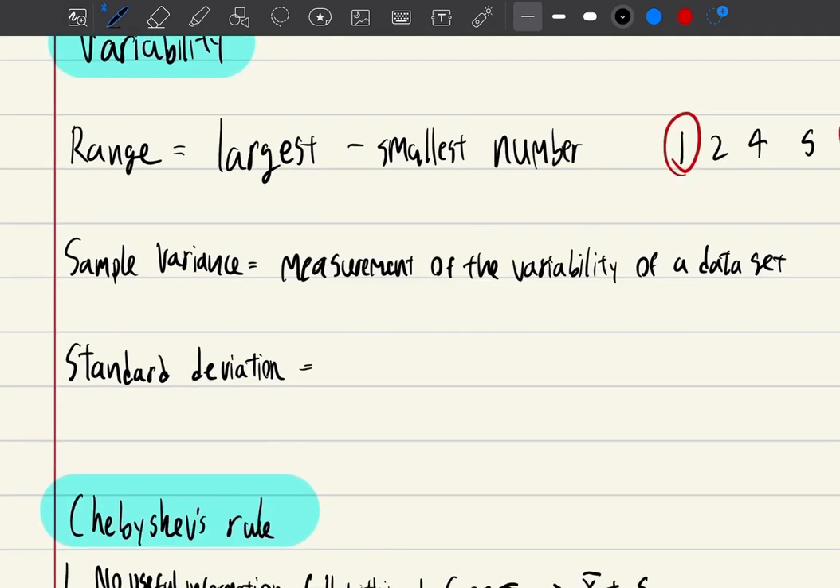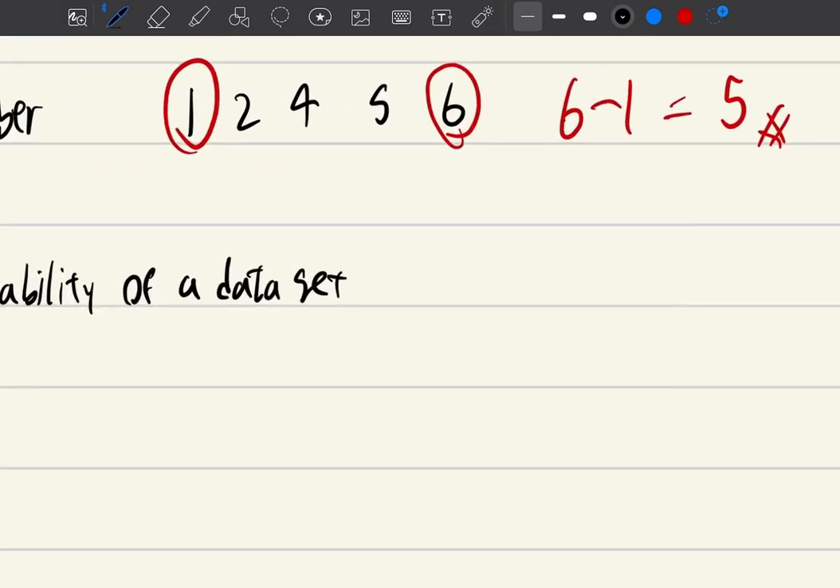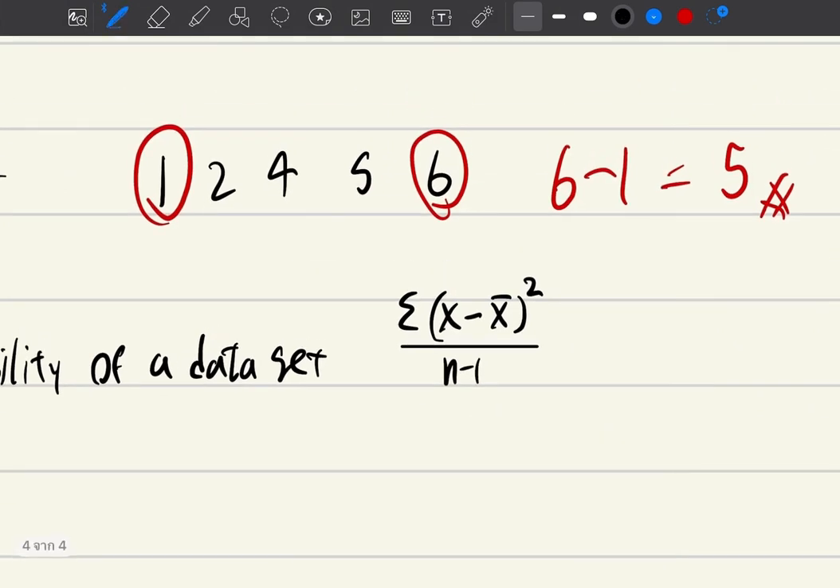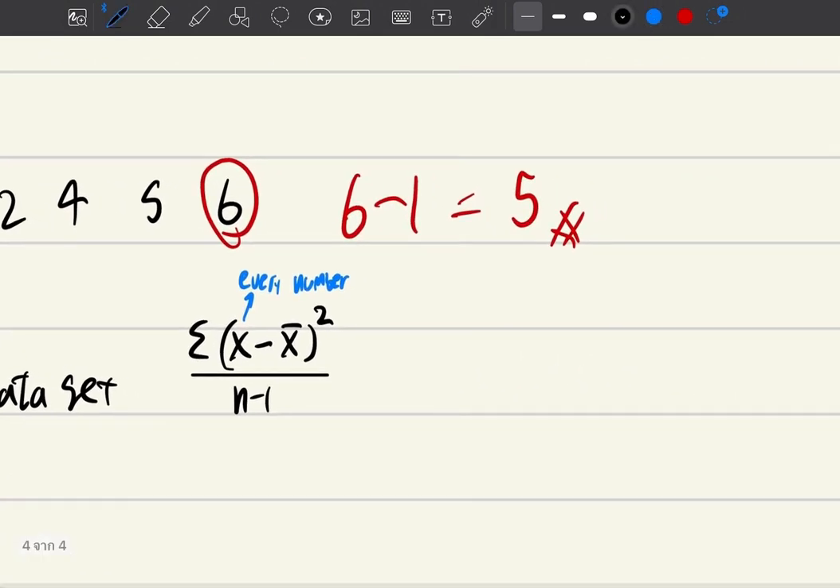To compute the sample variance, take the given number, subtract the mean of the data, square, and sum it together, and divide it by n minus 1. The given number means we have to use every number in the dataset. For example, we have a dataset like this: 1, 2, 3, 4, and 5.